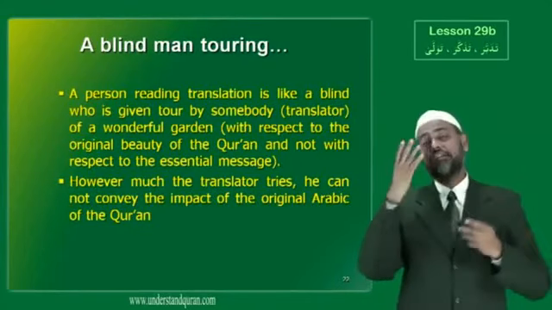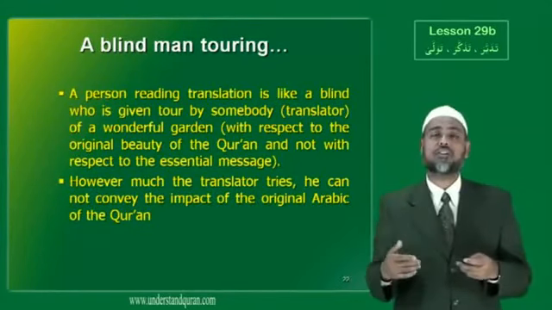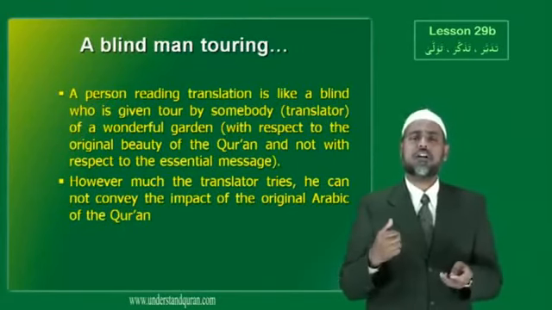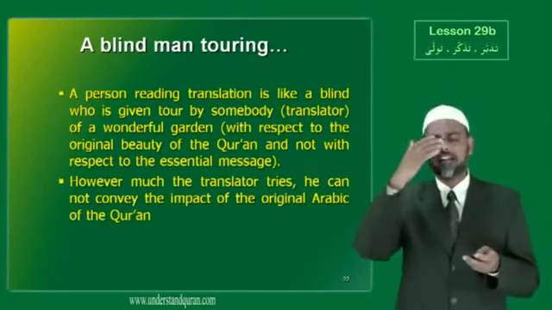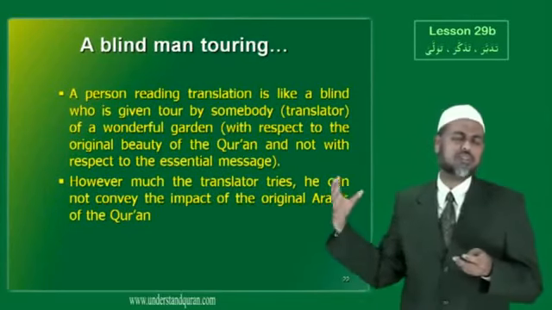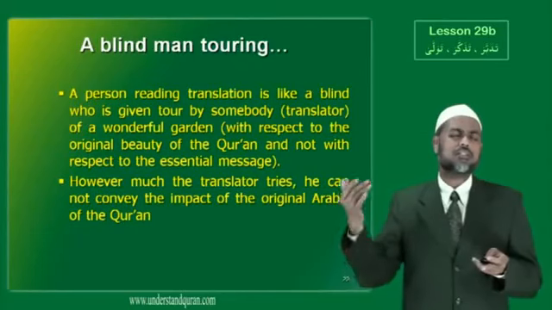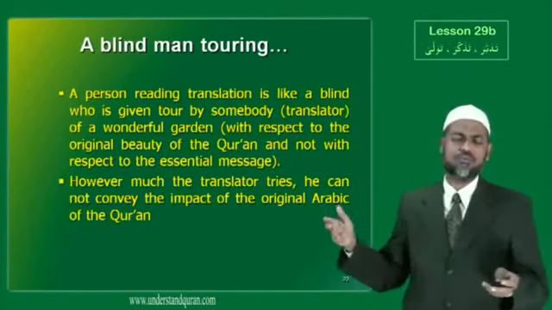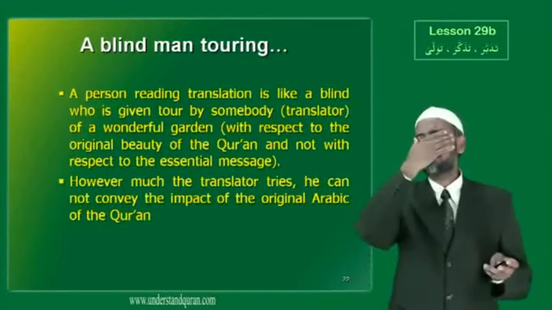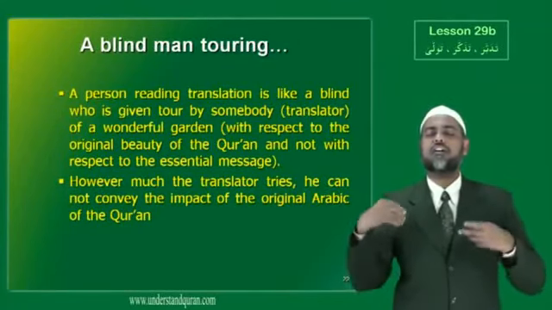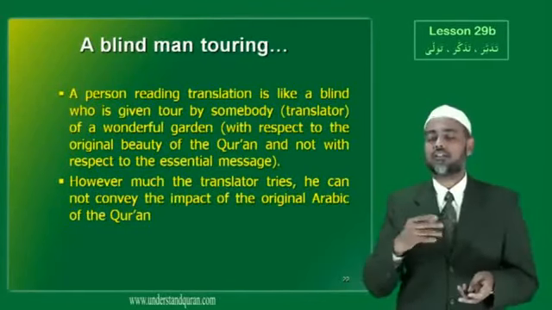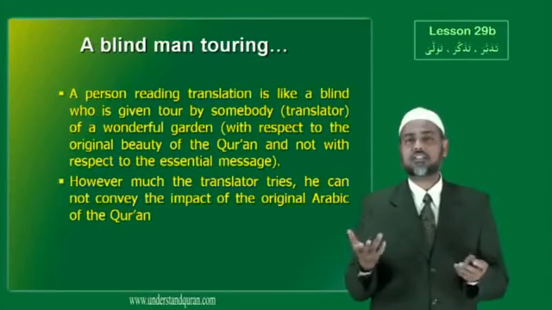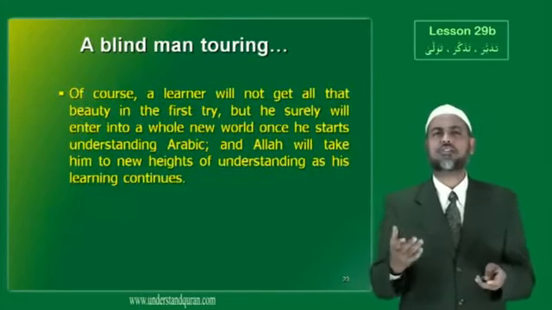Allah's composition, the difference between human composition and Allah's composition is like between humans and Allah, the creation and the creator. So a person reading translation is like a blind one who is given a tour of a wonderful garden. The interpreter who is helping him tells him, oh, now we are passing through beautiful roses. And the blind person can only imagine, especially if he has not seen a rose before, then you can imagine what he can imagine. So, however much the translator tries, he cannot convey the impact of original Arabic of the Quran.